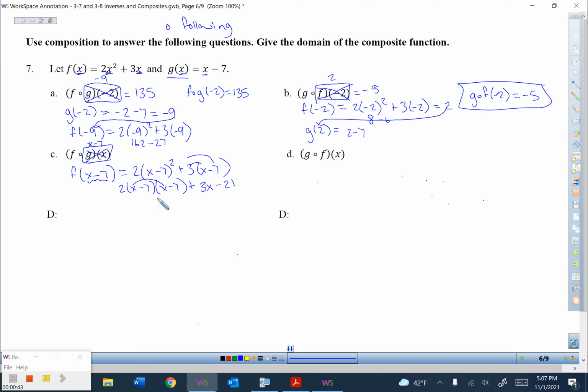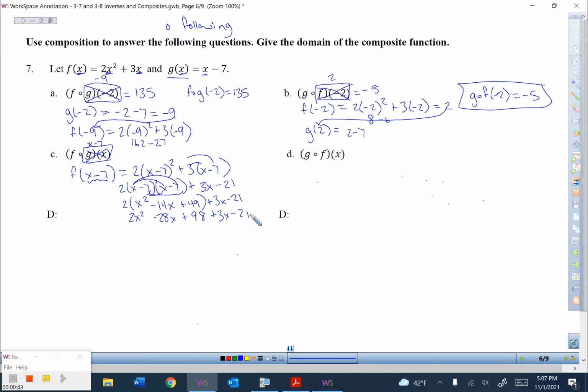I want to do x times x is x squared. And then outside is minus 7, inside is minus 7, so that's minus 14x. And then negative and negative makes it positive 49. Just bringing down the rest. So then every number gets multiplied by 2. That's 2x squared minus 28x plus 98 plus 3x minus 21.